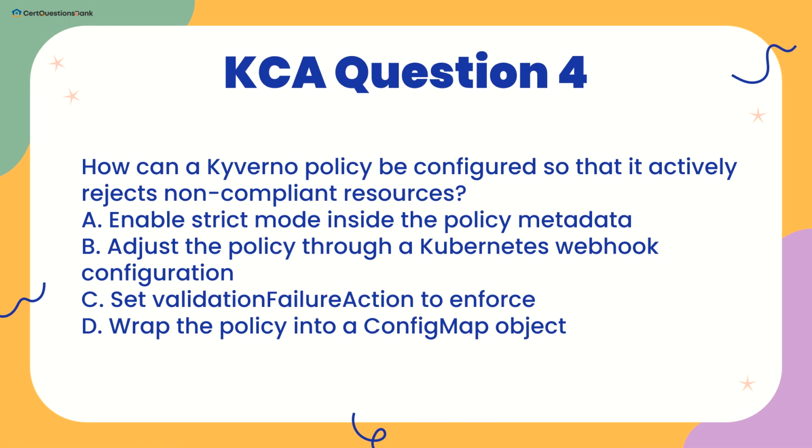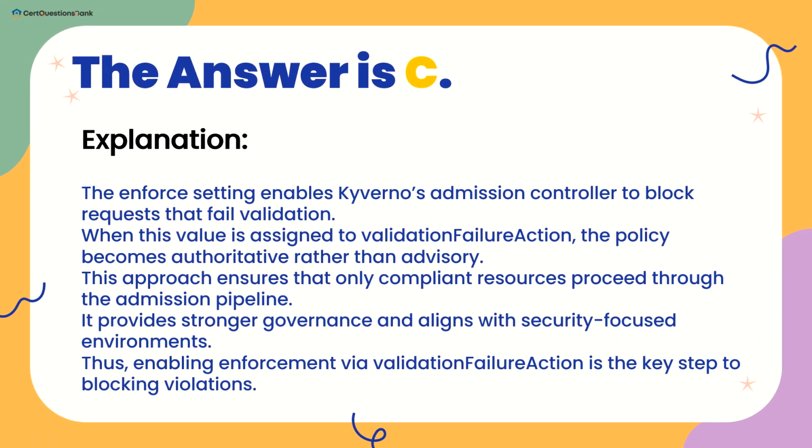How can a Kyverno policy be configured so that it actively rejects non-compliant resources? A. Enable strict mode inside the policy metadata. B. Adjust the policy through a Kubernetes webhook configuration. C. Set validation failure action to enforce. D. Wrap the policy into a config map object. The answer is C.